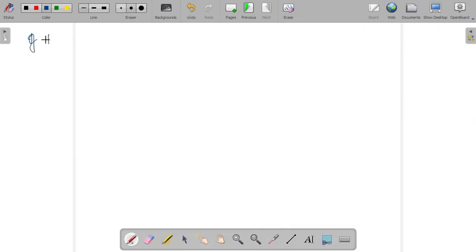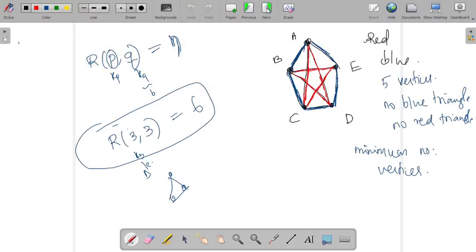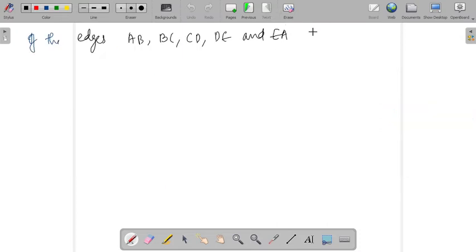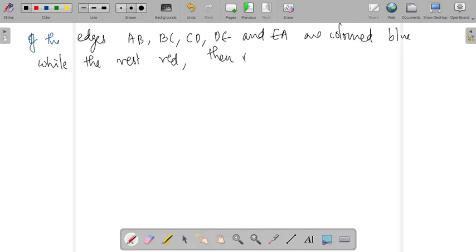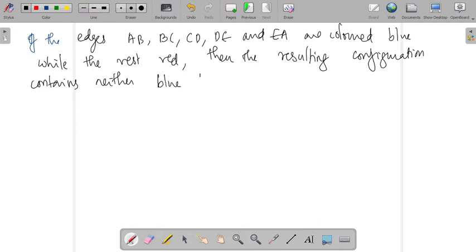write that. So if the edges AB, BC, CD, DE and EA are colored blue, while the rest red, then the resulting configuration contains neither blue triangles nor red triangles.